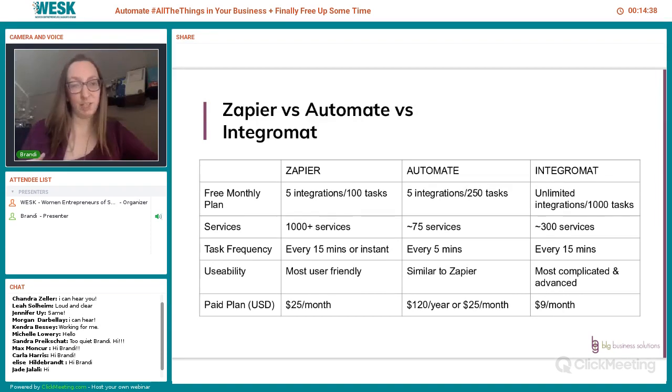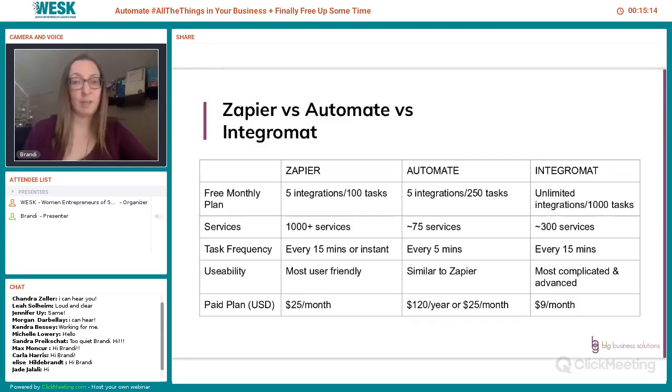I say 5 integrations and 100 tasks. An integration is basically when you have two things that you're connecting together. The task is when that thing executes, right? So you can have 5 different integrations, and in a monthly period those 5 things can execute 100 times, and then you've reached your limit, and they won't work again until the next month, when your usage resets.